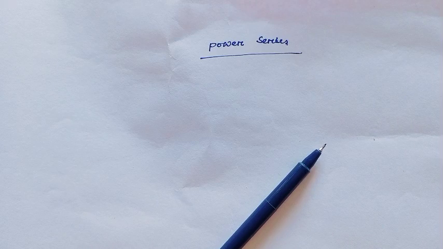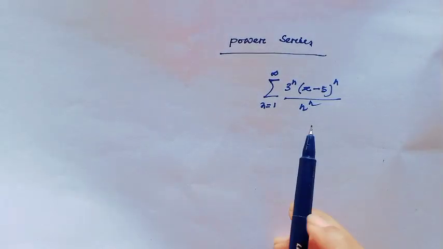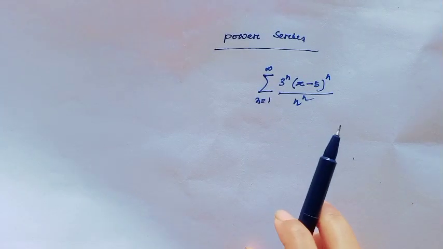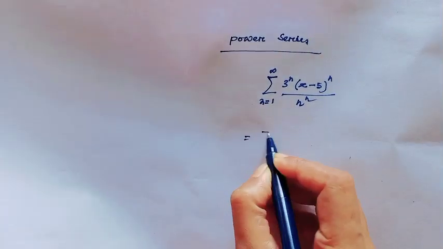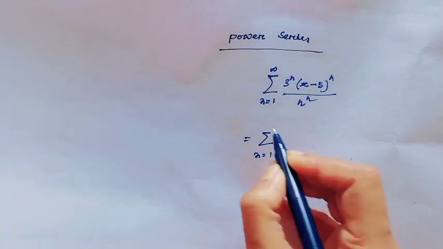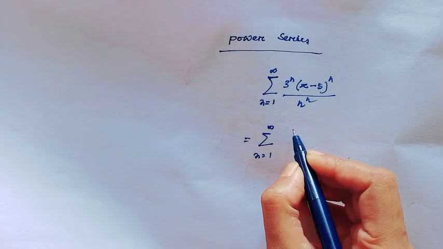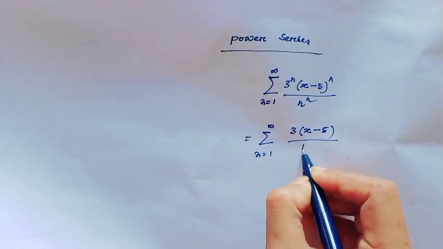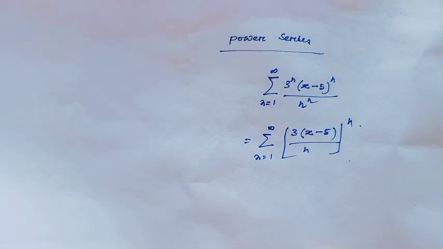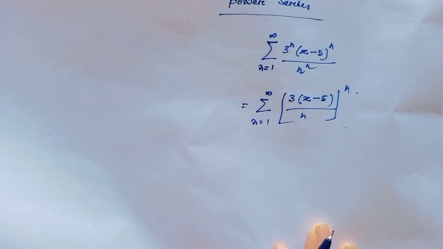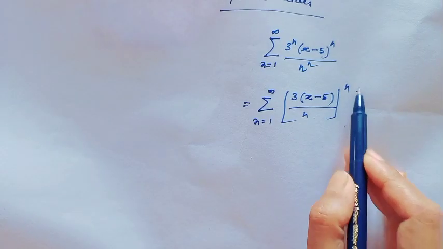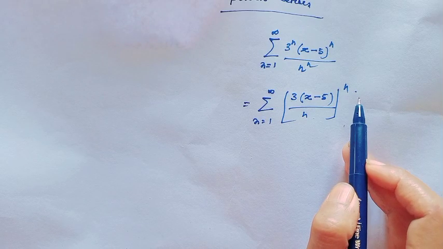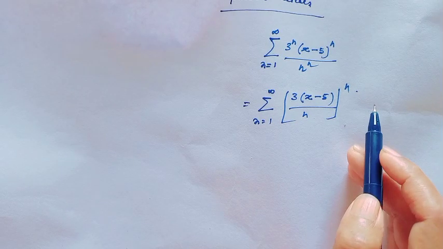Actually this concept is very important for higher study. Okay, let's see my first question. Our first question is this. Here my question, which test would be applicable here? We can write this power series as the sum from n equal to 1 to infinity of (3 times (x minus 5) over n) to the power n. Therefore, since here the power is n, I will use the Cauchy-Hadamard test.